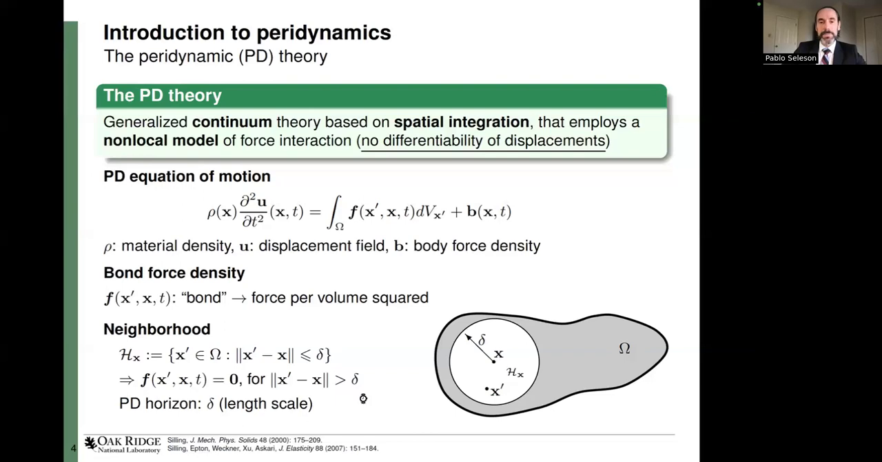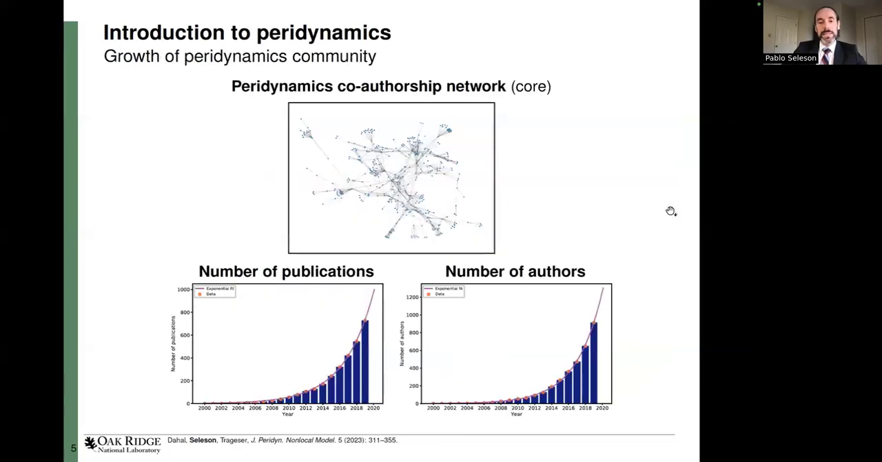Now, peridynamics is a fast-growing field. It started in 2000 with a paper by Stewart Silling from Sandia National Laboratories. And actually, we did an investigation on the evolution of the community in terms of co-authorship. So we built a co-authorship network in a publication together with Biraj Dahal and Jeremy Trageser, published in the Journal of Peridynamics and Nonlocal Modeling.